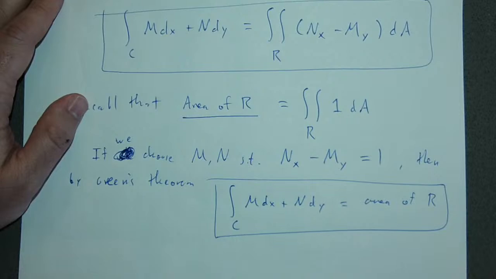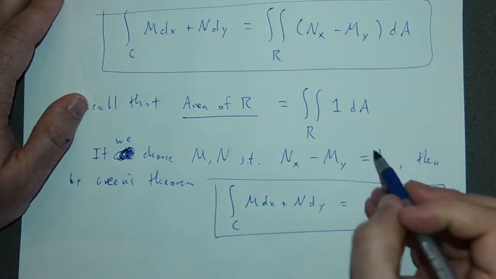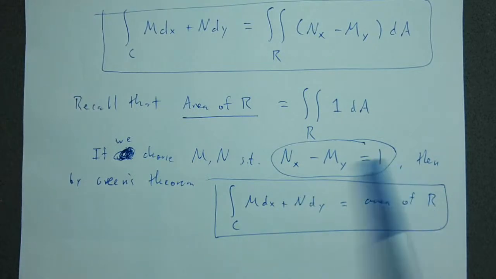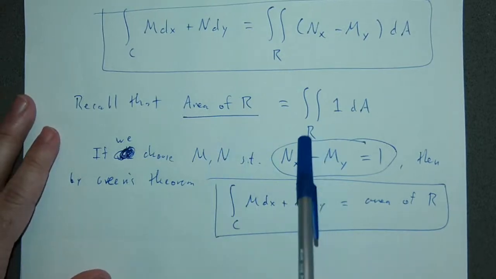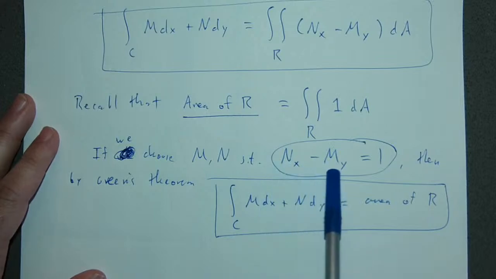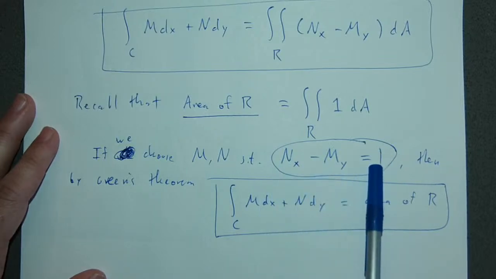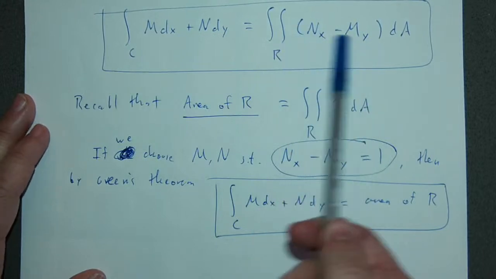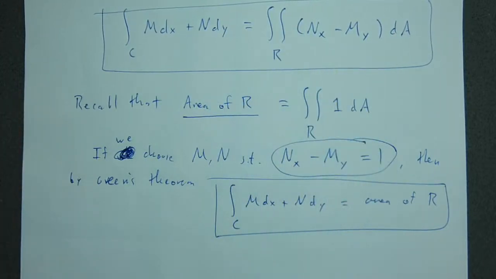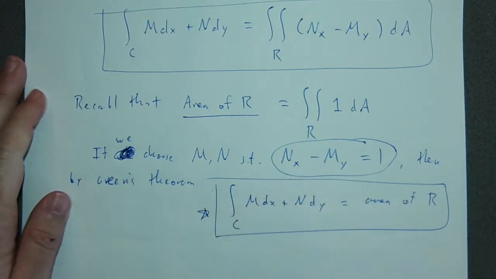Okay. And so the main thing we need for this to be true is to choose a vector field that satisfies this. Do you see why that is? Well, if the area of R is computed as the double integral over R of 1 dA, and the x partial of N minus the y partial of M is 1, then by Green's theorem I replace this underneath the double integral with 1, and that's just the area of R. So this is kind of a neat fact.